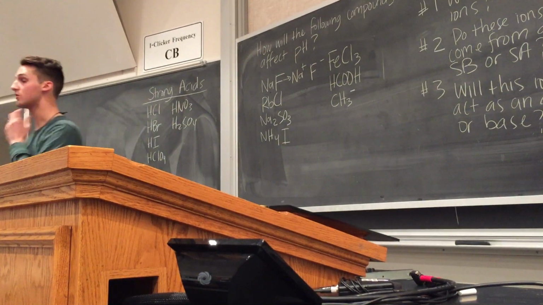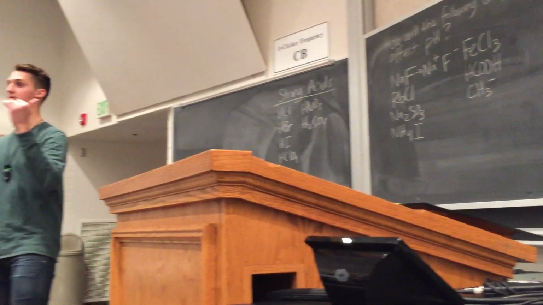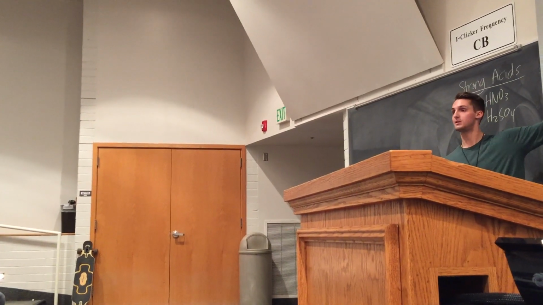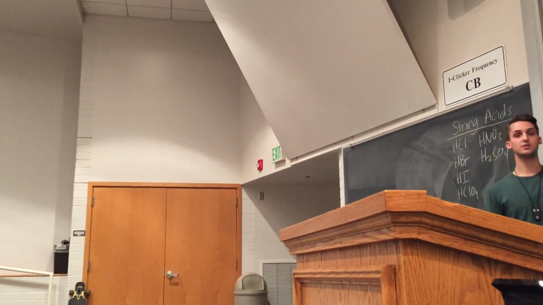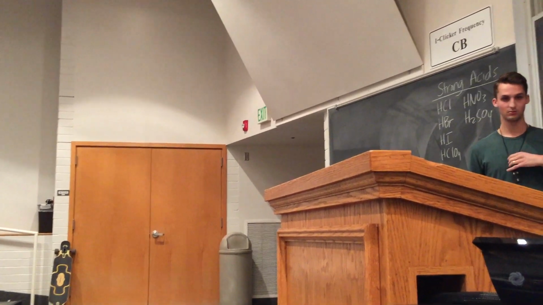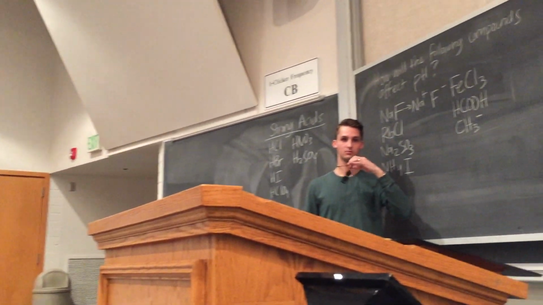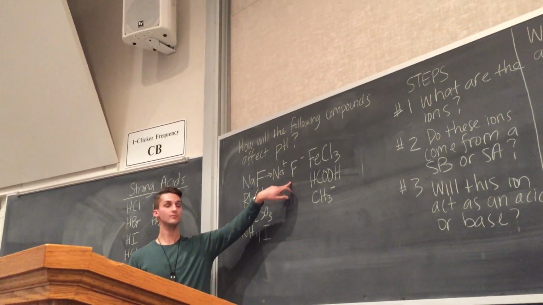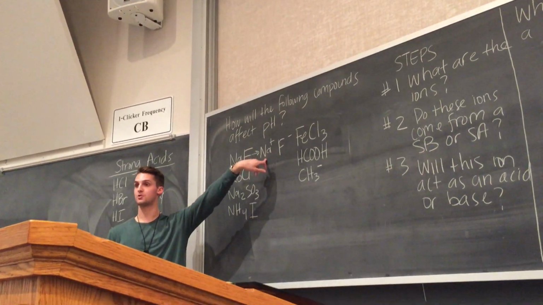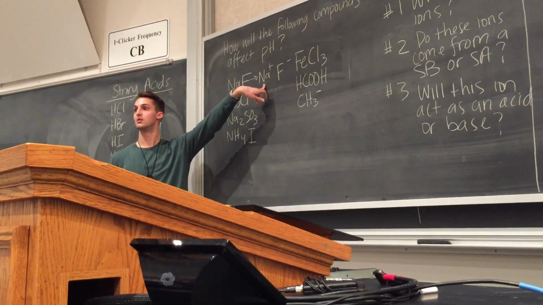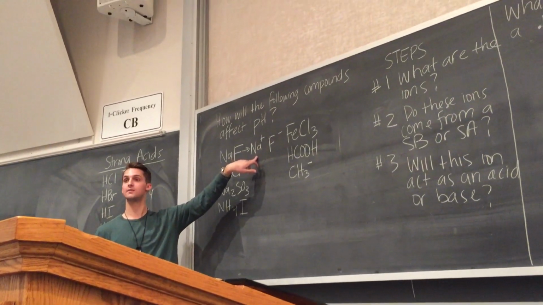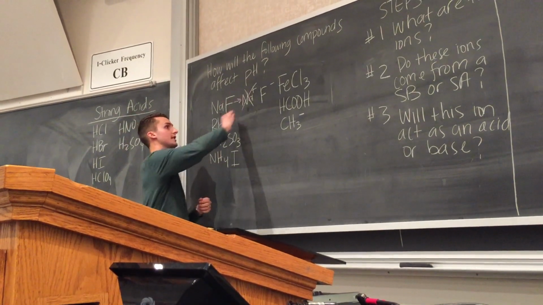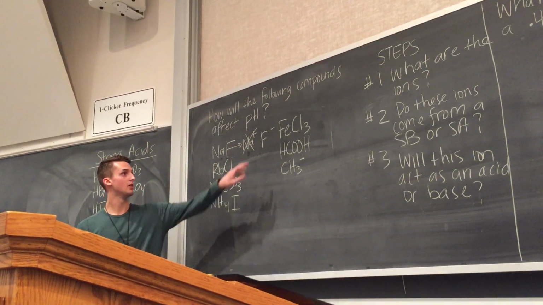Okay, so let's go through some examples of these and we'll just go through these step by step. Step 1, 2, 3. Okay, so for sodium fluoride, we did step 1. This is going to dissociate into sodium and fluoride, okay? Sodium, does it come from a strong base or a strong acid? Yes, it's the conjugate acid of a strong base. So is it going to affect the pH? No. Let's just cross it out. It's not going to do anything, okay?